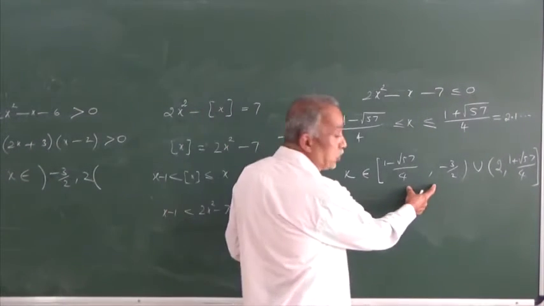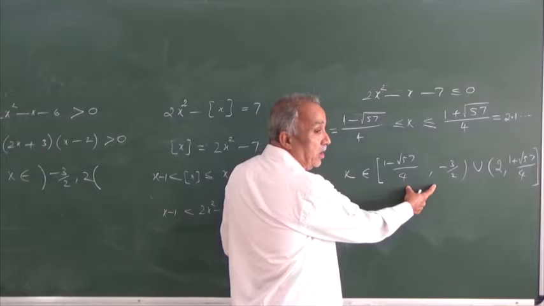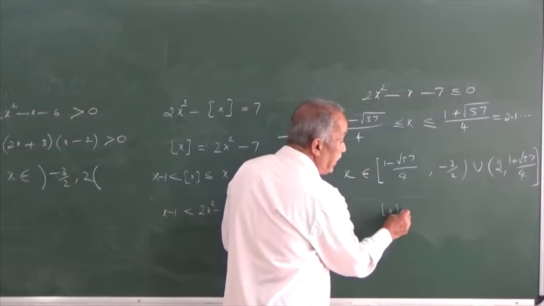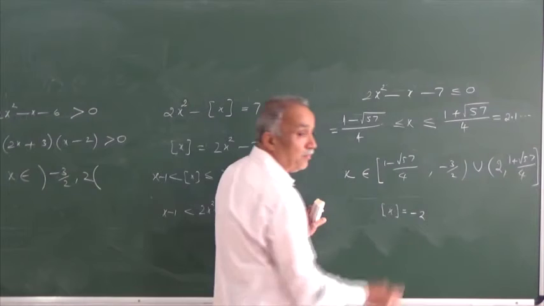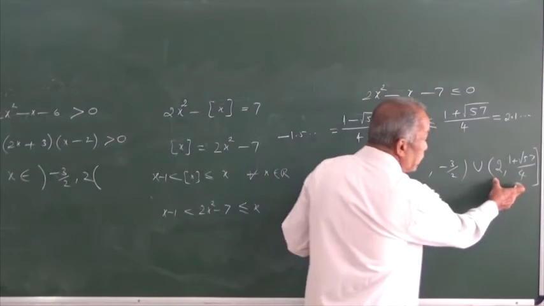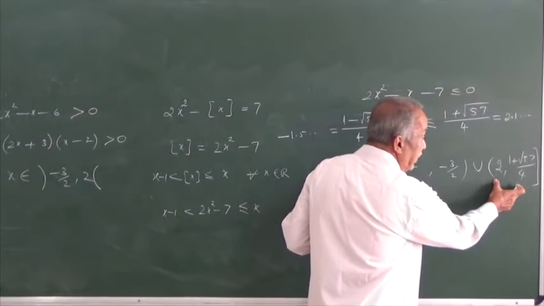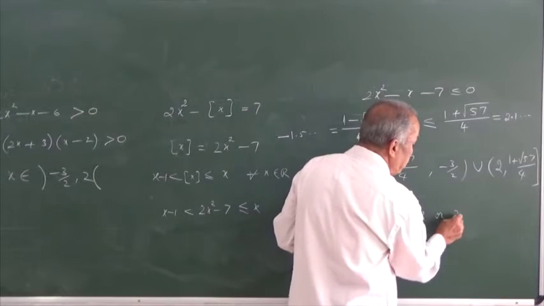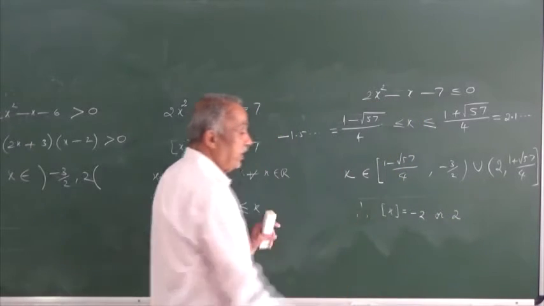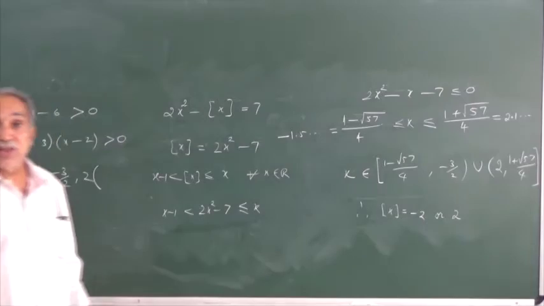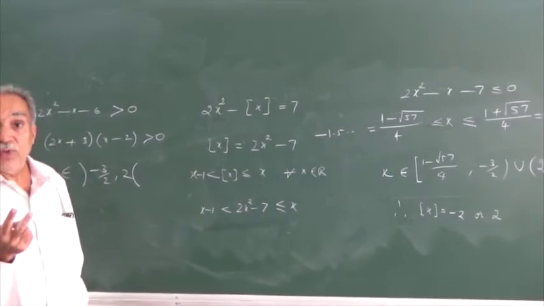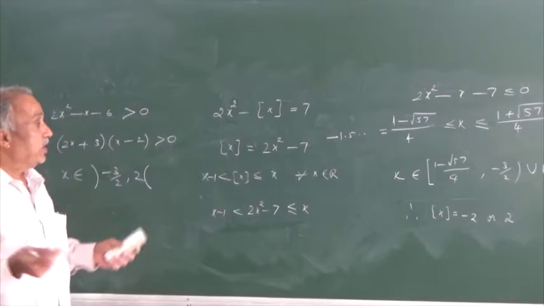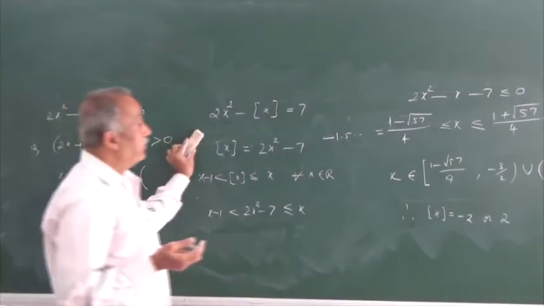If x belongs to this interval, only one possibility, the integer part of x will be equal to minus 2. And if x belongs to this interval, only one possibility, the integer part of x must be equal to 2. Therefore, we conclude the integer part of x can have only one of the two values, either minus 2 or plus 2. Let us deal with the values individually.